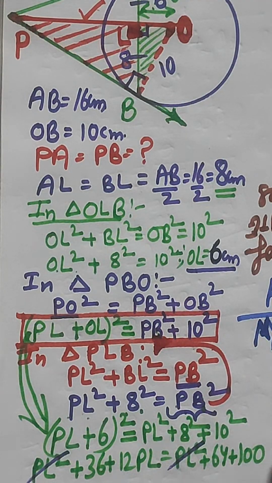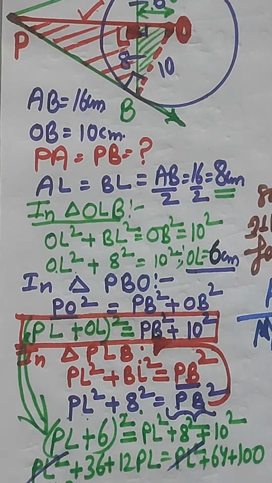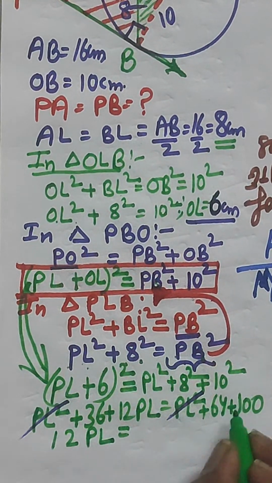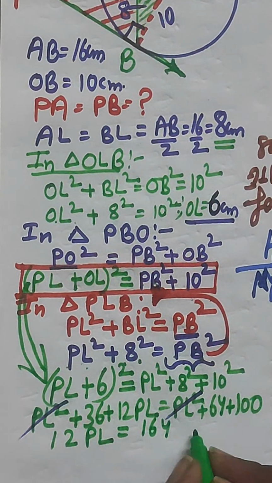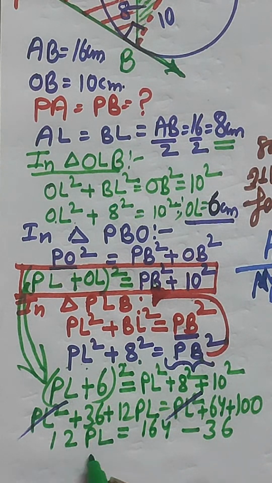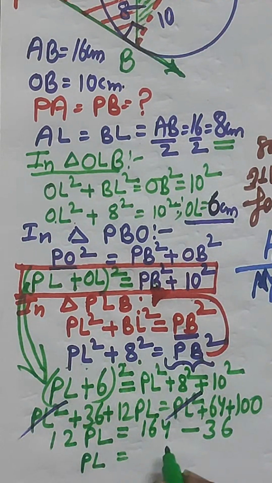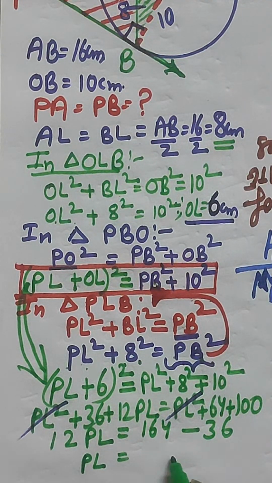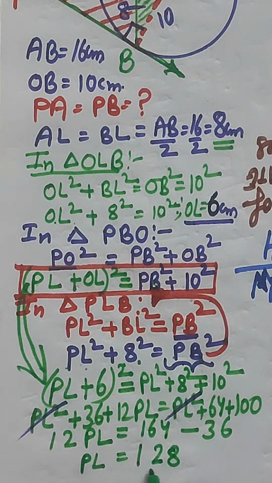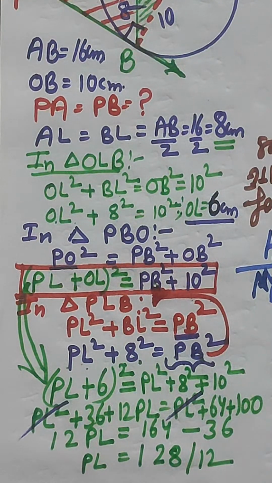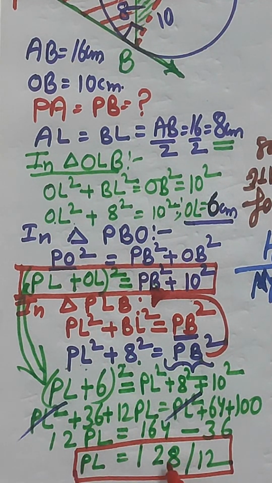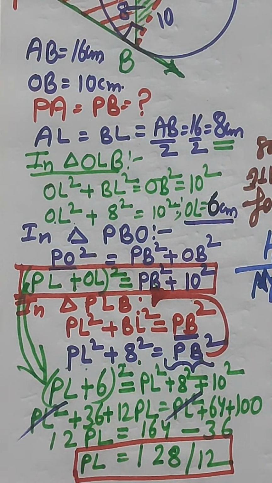So we can write 12 times PL is equal to 164 minus 36. This 36 goes to the RHS, right? So this gives the value of PL as 164 minus 36. 14 minus 6 is 8, 5 minus 3 is 2. So 128 by 12 is the value of PL. We get the value of PL as 128 by 12.